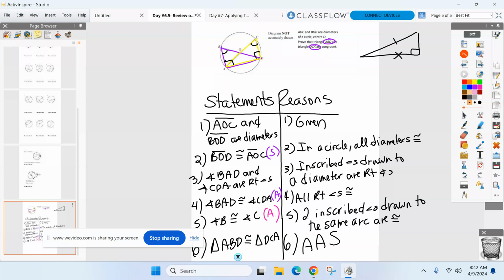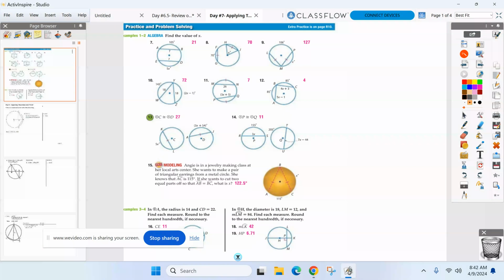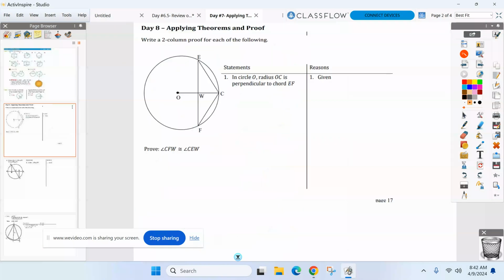All right, I'm done with that packet. Again, you guys that weren't here, you do it if you want. You know where the recording is. We're going to go to day 8 now. Day 7 in your packet. Day 7. And let's see what you have.